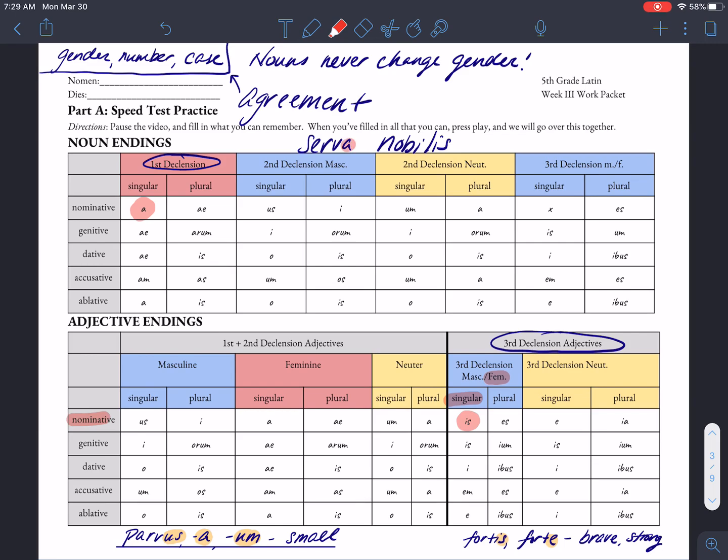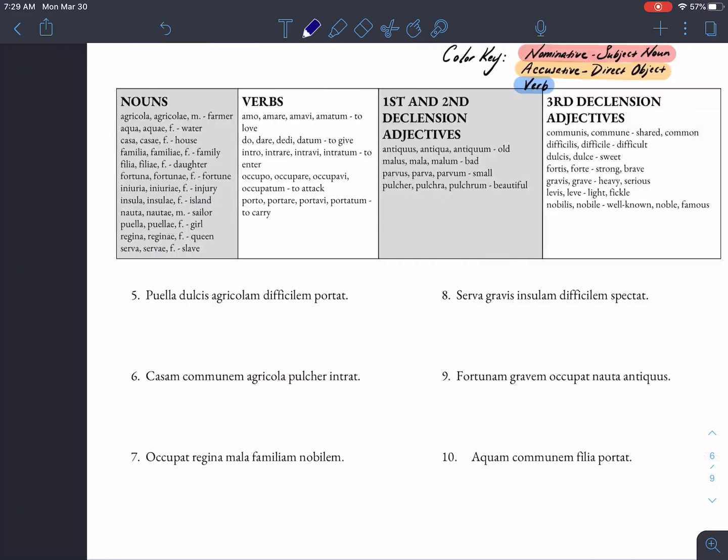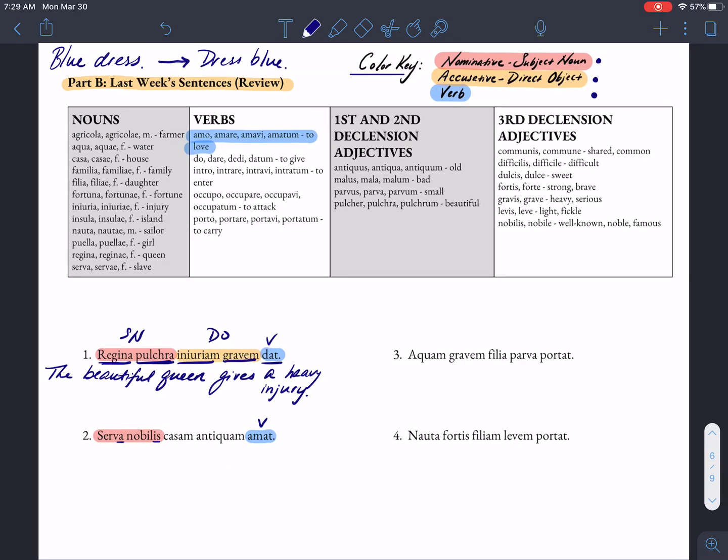So serva goes with that, nobilis matches with that, and they agree. They agree because they match in gender, number, and case. So that's our subject noun. And now we've got cassam antiquam. That's going to be your accusatives. Oh, and I forgot to highlight our vocabulary.